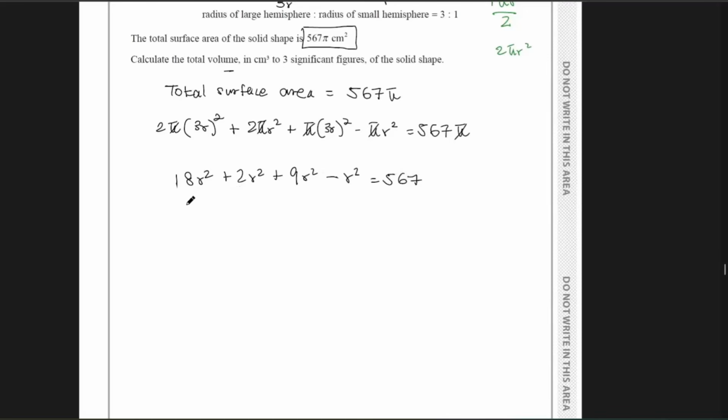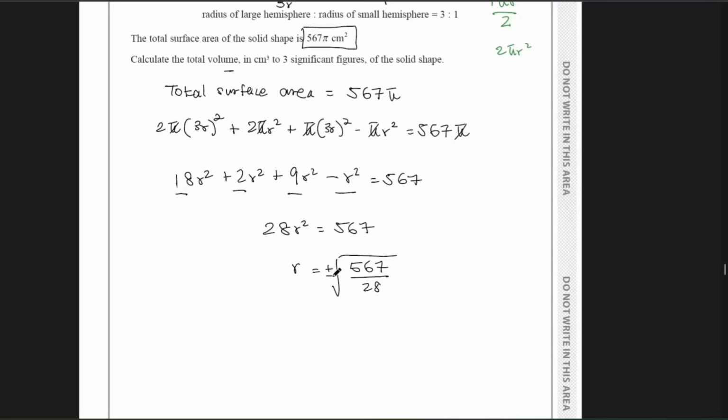Now because on the left-hand side, all the terms are r squared terms, that means we can add all of these terms together. So 18 plus 2 is 20, 20 plus 9 is 29, 29 minus 1 is 28. So 28r squared is equal to 567. That means we can find the radius. r is equal to 567 divided by 28, and we'll have to square root this.